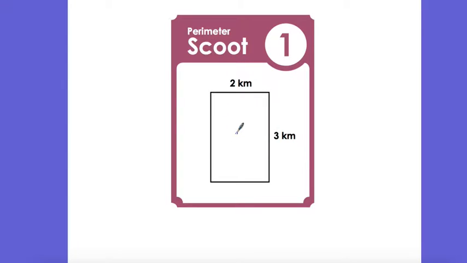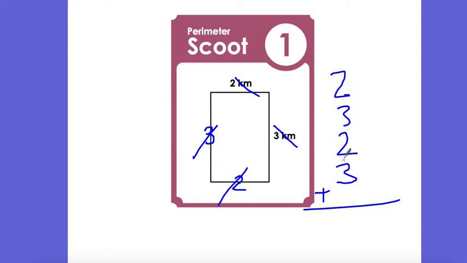So I know it looks like a rectangle. So if this side is 2, what's this side going to be? 2. If this side is 3, what's this side going to be? 3. Good. Now I can find the perimeter. I can do 2 plus 3 plus 2 plus 3. When I add that up, I get 1, 2, 3, 4, 5, 6, 7, 8, 9, 10. Perimeter is 10, and then it's kilometers because it says km.